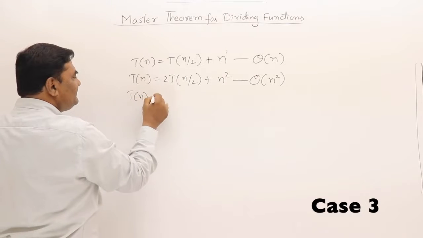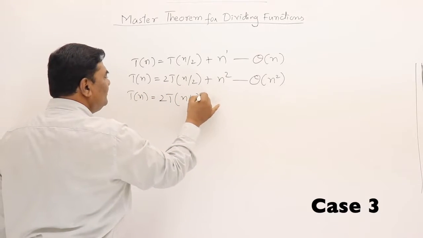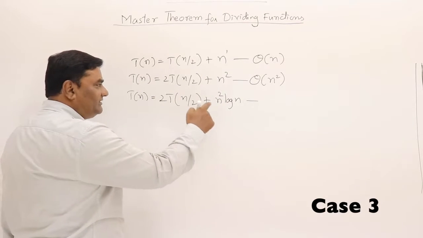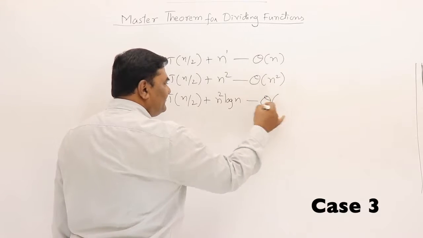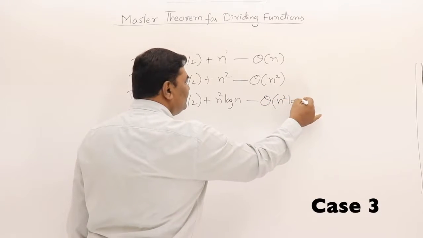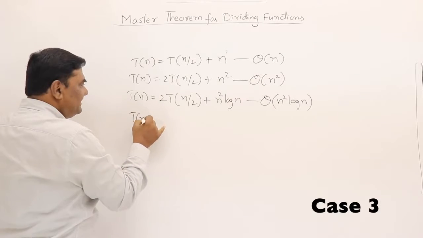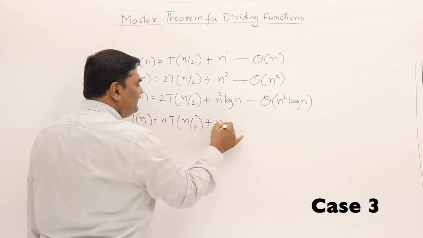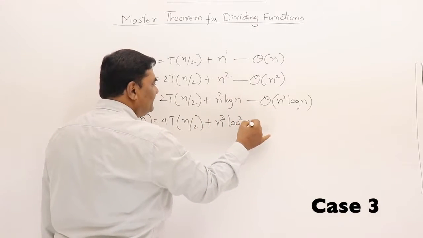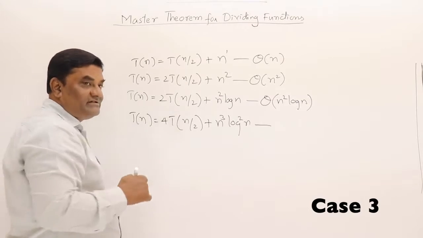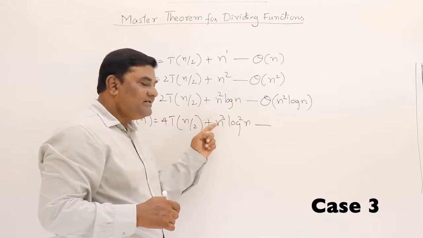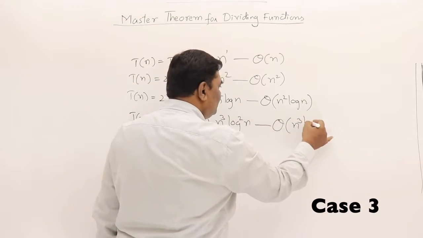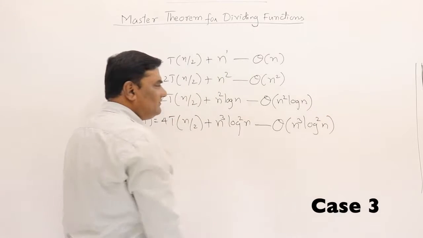And if it is T(n) = 2T(n/2) + n^2 log n. Log 2 base 2 is 1, n^2 is greater. So take this as it is, n^2 log n. And if it is T(n) = 4T(n/2) + n^3 log^2 n. See, log 4 base 2 is 2, n^3 is 3. This is greater. So take this whole thing as it is. Theta n^3 log^2 n.